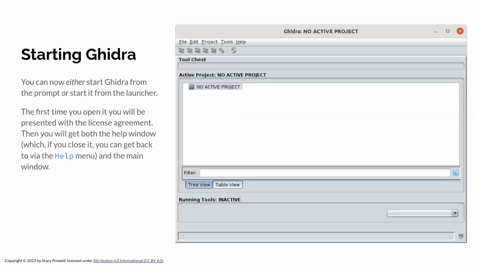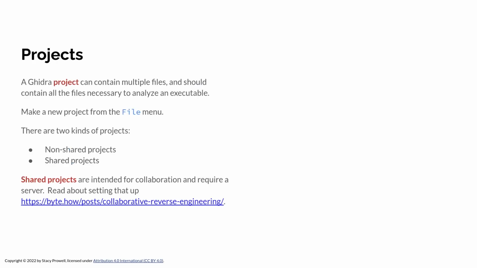When you start Ghidra, you'll come into this dialog right here. This shows you the projects that you have active. In this case, there are no projects active at this time. Now, you can have two different kinds of projects. You can have projects that are shared with others to collaborate, and you can have projects that aren't shared. We'll see that in just a moment.